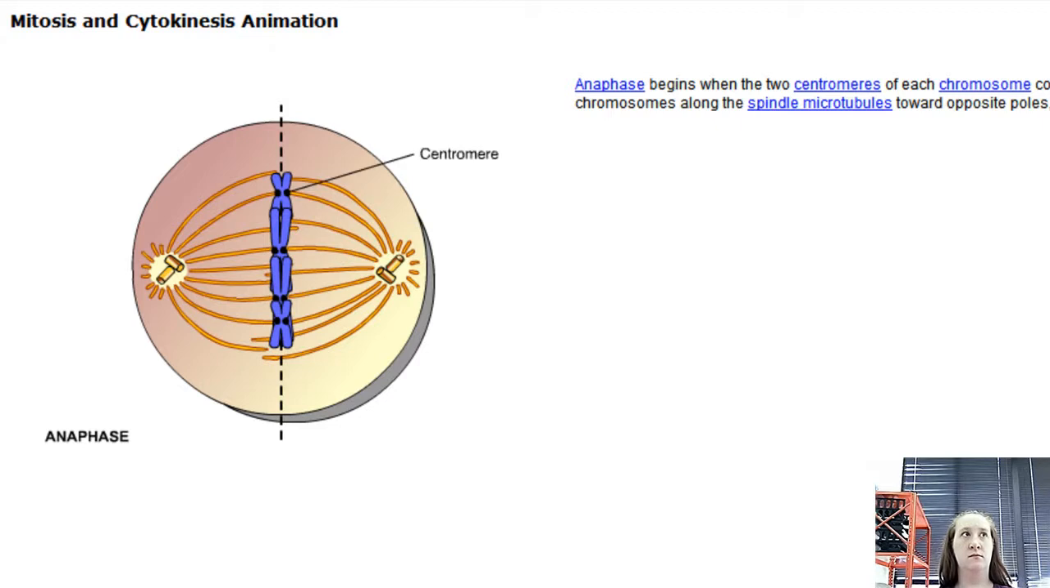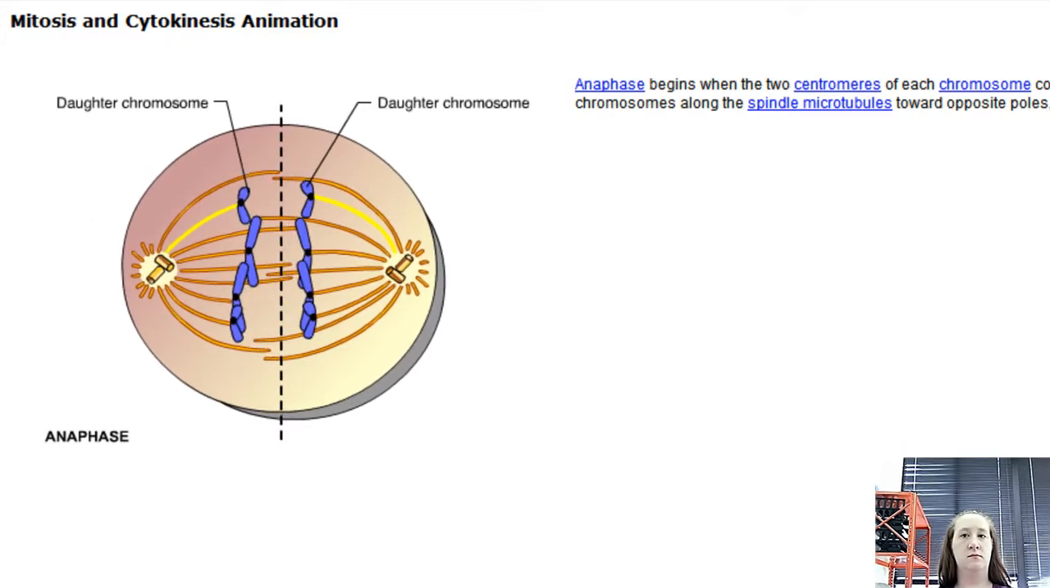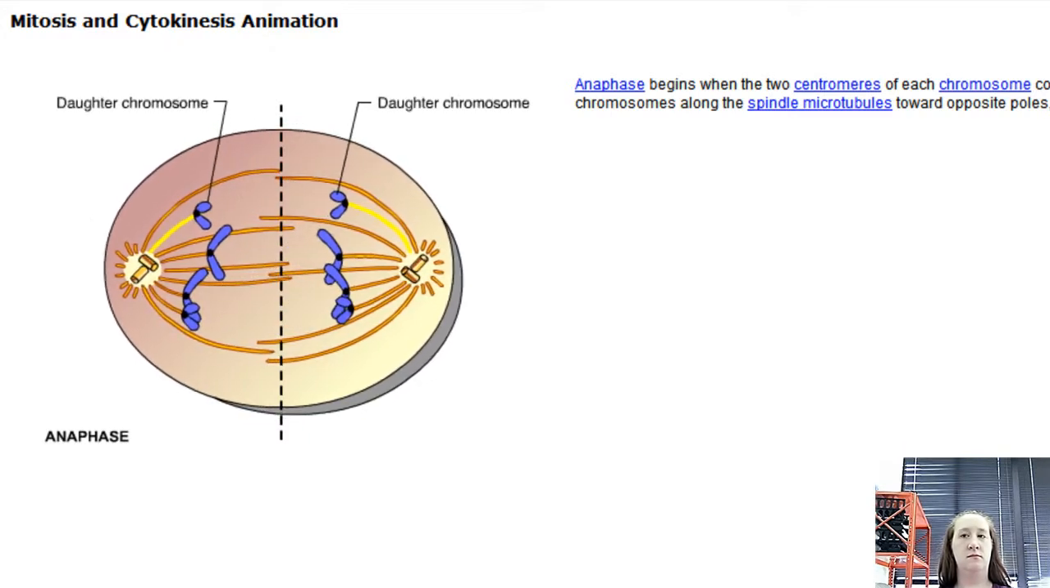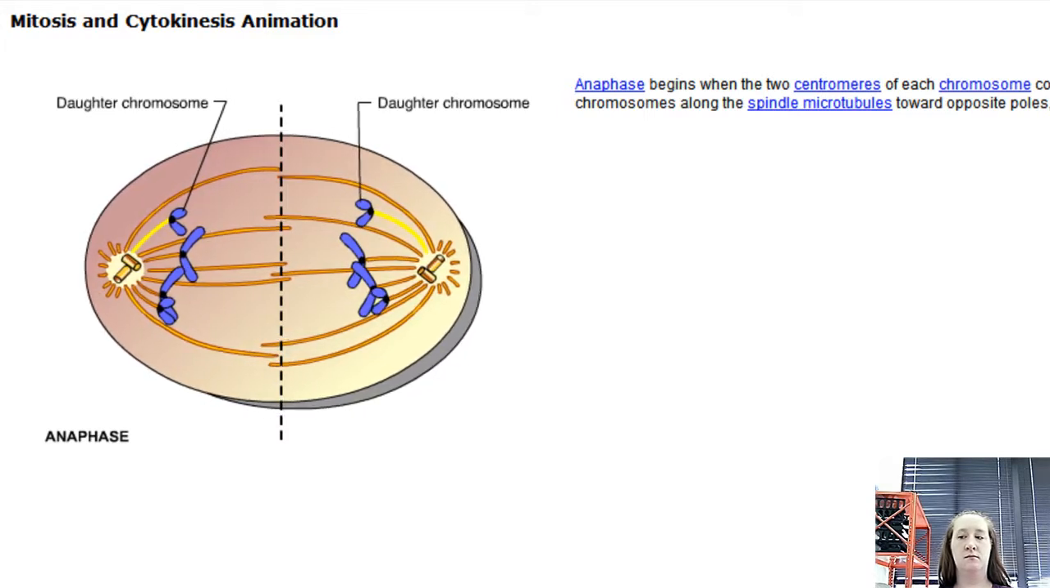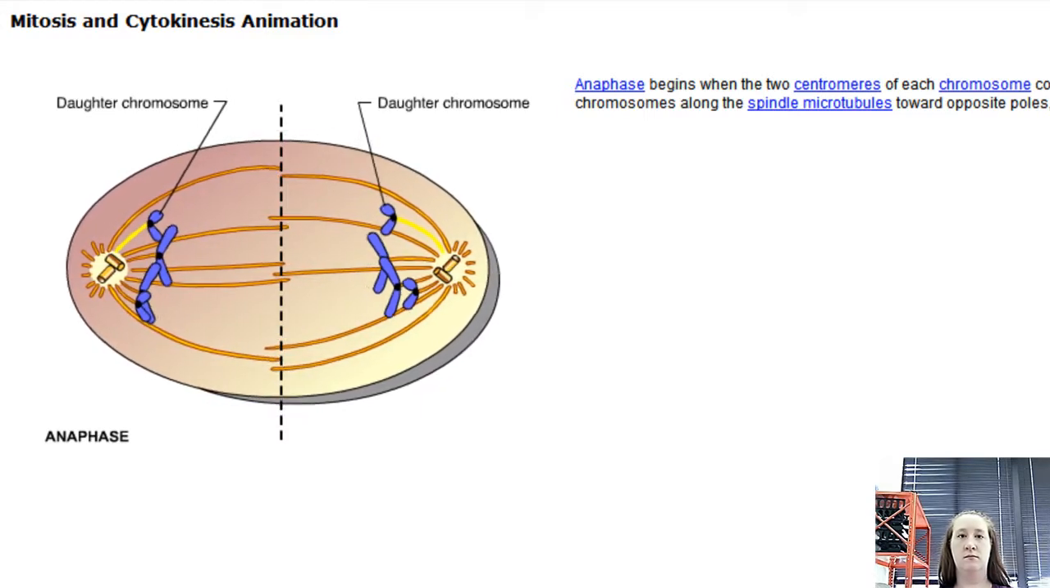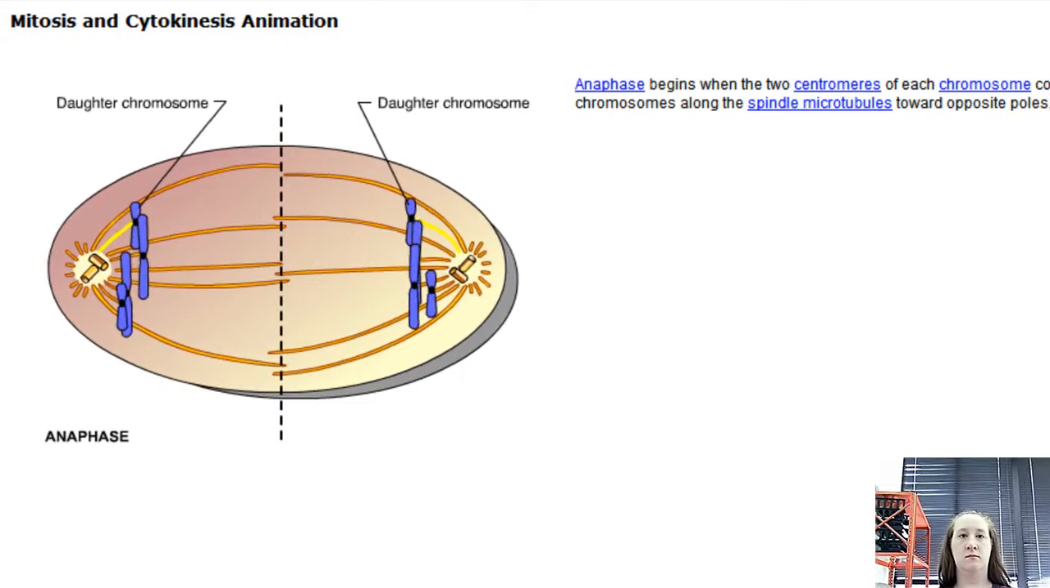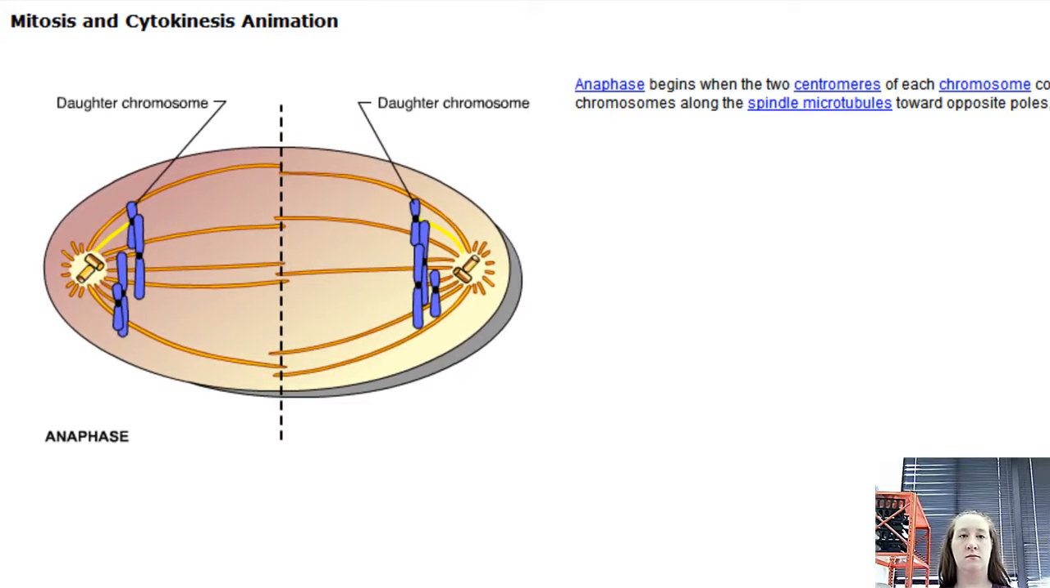Anaphase begins when the two centromeres of each chromosome come apart, separating the sister chromatids. Once separate, each sister chromatid is considered a full-fledged daughter chromosome. Motor proteins of the kinetochores walk the daughter chromosomes along the spindle microtubules toward opposite poles, and the microtubules shorten. At the same time, the spindle microtubules not attached to chromosomes lengthen, pushing the two poles farther apart and elongating the cell.